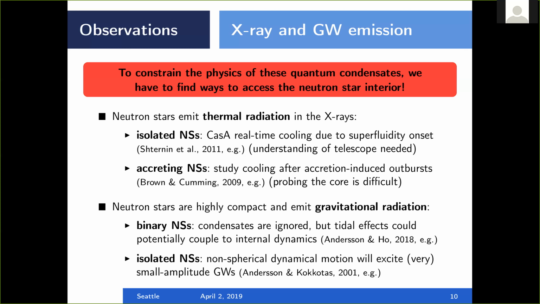Then another way we can observe neutron stars is by observing gravitational radiation that's emitted by these systems. They're incredibly compact, so if they rotate through space-time, they will disturb this fabric and send these ripples out into the universe, and we can in principle detect those. That was done for the first binary neutron star merger not so long ago.